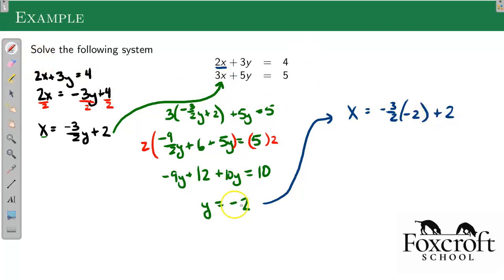All right, so I just put that y value I know in for the y here, so I can figure out what x is. Here the 2's are going to cancel. These negatives are also going to cancel, so I'm just going to get positive 3 plus 2 is 5. So my final answer: my x value is 5, my y value is negative 2.